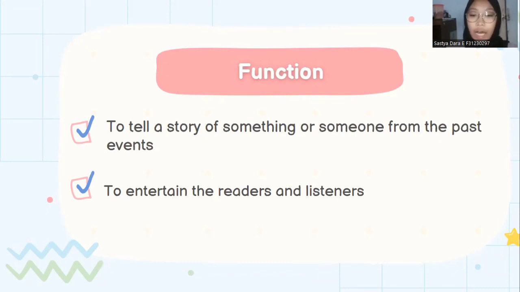The function of the narrative text. Well, the function of narrative text is to tell stories of something or someone from past events. Not only that, its function is to entertain the readers and listeners.